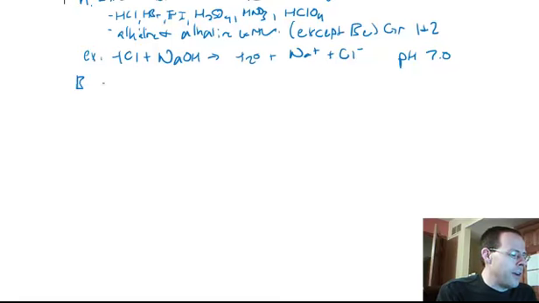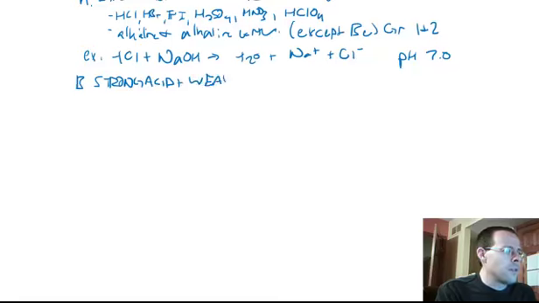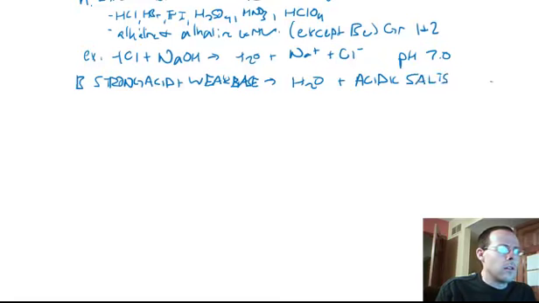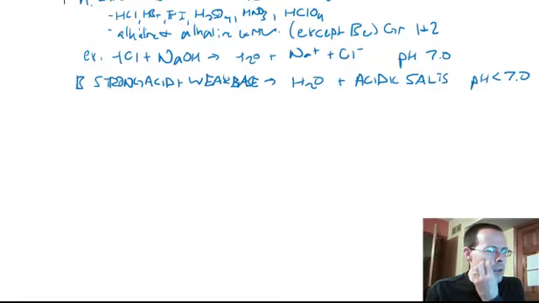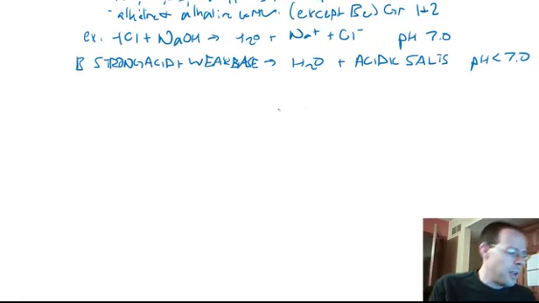So our next scenario is going to be a strong acid plus a weak base. In this scenario we still get water, and we get acidic salts. And we might just say our pH is going to be less than 7, because we have salts that produce acidic solutions.